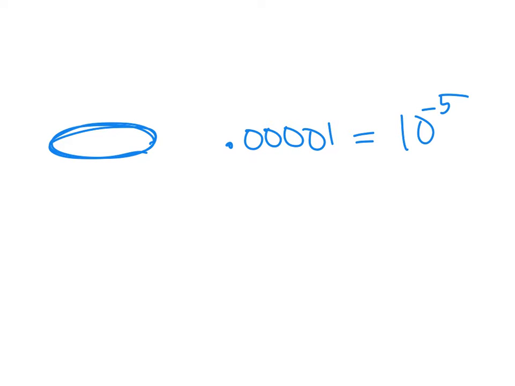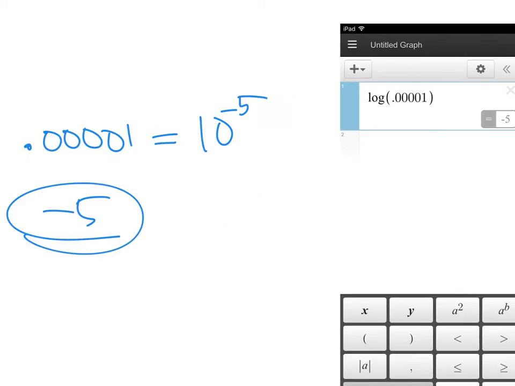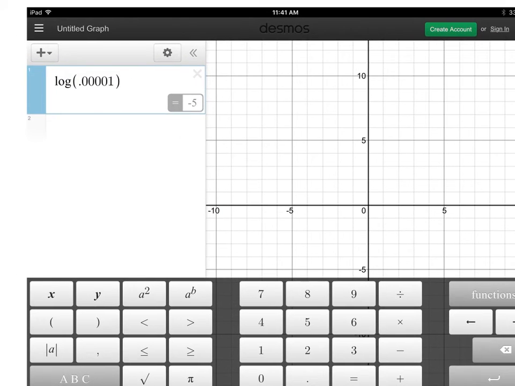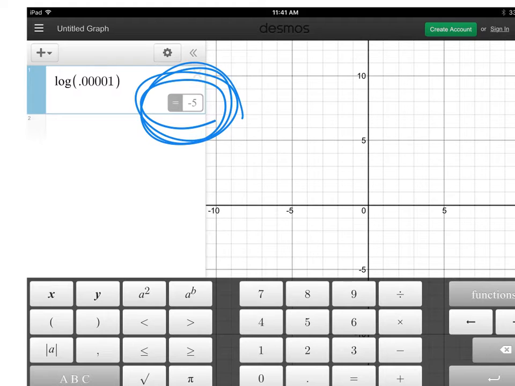Again, typing this into Desmos, the idea is we want to know that 0.00001 is really 10 to the negative fifth power. And so that means our answer is going to be negative 5. And we've kind of learned the pattern here with logarithms, the log function. If we were to slide over here to Desmos, and of course you see, yep, that was exactly the answer that we were expecting all along.